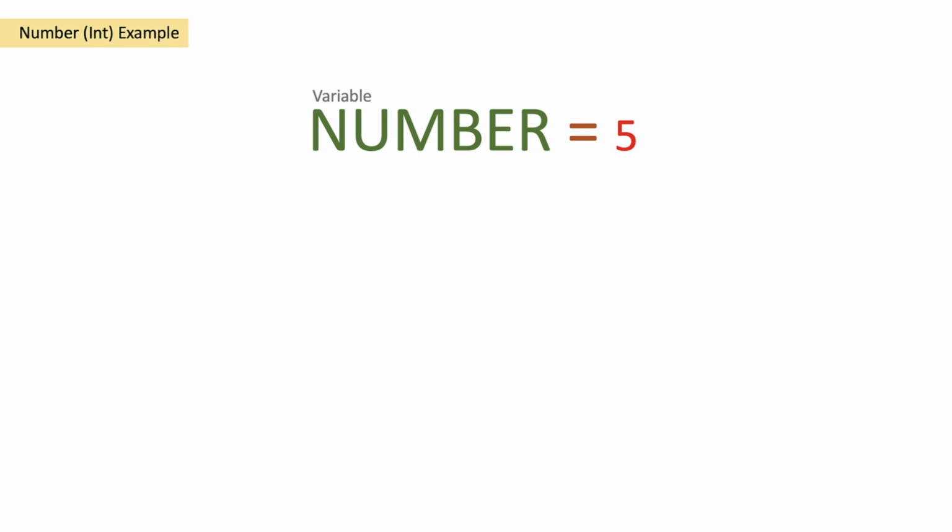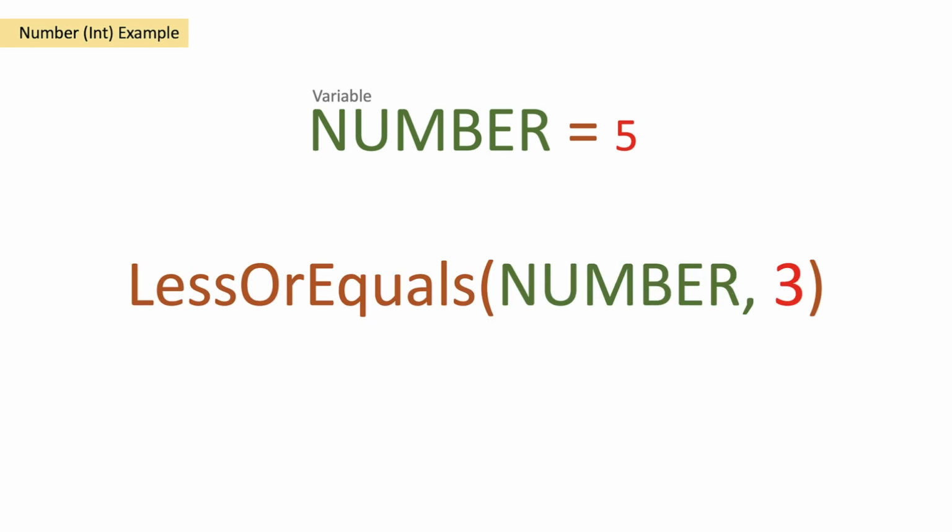Today we're going to be looking at the LessOrEquals function on PowerAutomate. What we're going to do is start with a variable of number, which is going to be an integer variable, and we're going to assign 5 to it. Then we're going to pass this variable into our LessOrEquals function, and we're going to pass in another integer of 3, because we are going to check to see if our number of 5 is less than or equal to 3. Now obviously 5 is not less than 3 and it's not equal to 3, so what we're going to get back is a false.